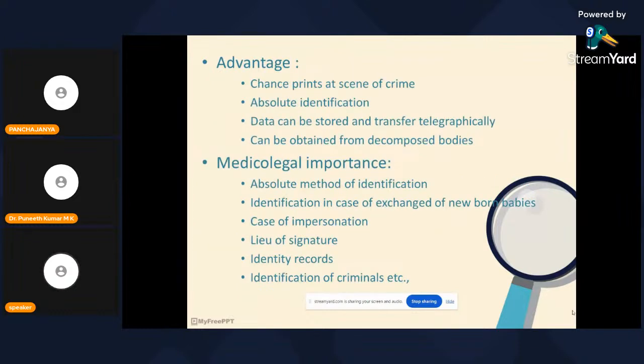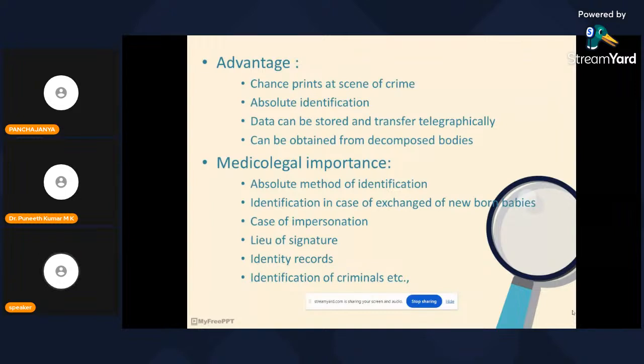Then the advantages: it has chance prints at the scene of crime. Chance means that while searching for one fingerprint, by chance we get other fingerprints, which may belong to the victim or another person, and may give evidence or help in solving the case, or the case may turn in another direction. This is called a chance print.